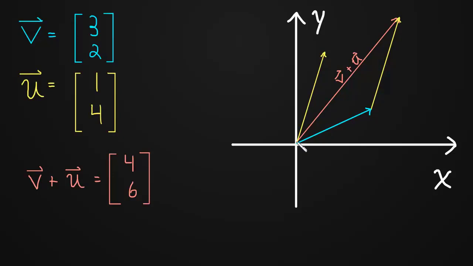Okay, what else? Well, notice that we could have, if we wanted to, gone along u first and then added v, and we would have got to the same point, which means we would have gotten this same vector. So u plus v is the same vector as v plus u, which tells us that vector addition must be commutative. We'll prove that in a few videos from now, but just visually, this is kind of a geometric proof that it must be.